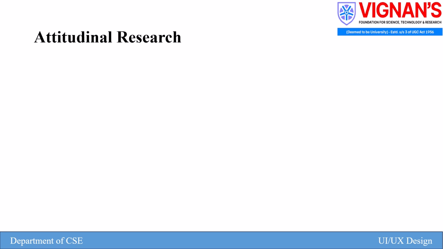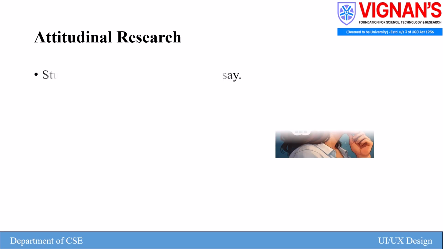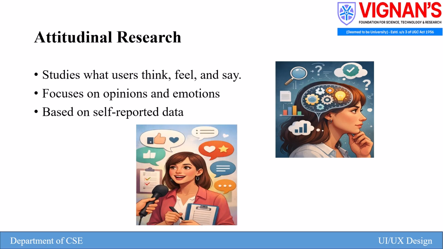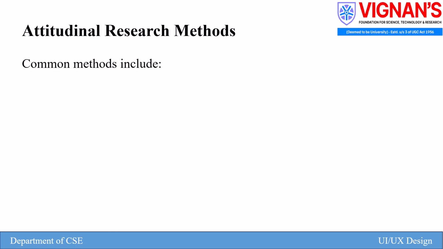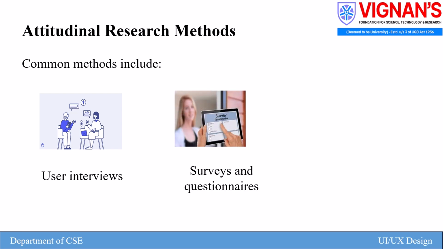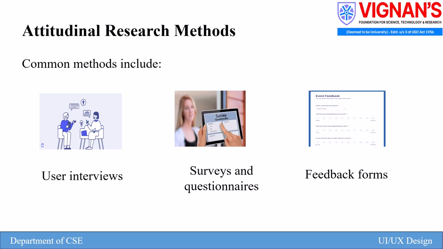Attitudinal research. Attitudinal research studies users' thoughts and attitudes through methods like interviews and surveys. It focuses on opinions and emotions. In this research, data is analyzed based on self-reported data of the user. Common methods used to collect data for analysis in attitudinal research are conducting user interviews, taking surveys and questionnaires from the users, and collecting feedback forms.